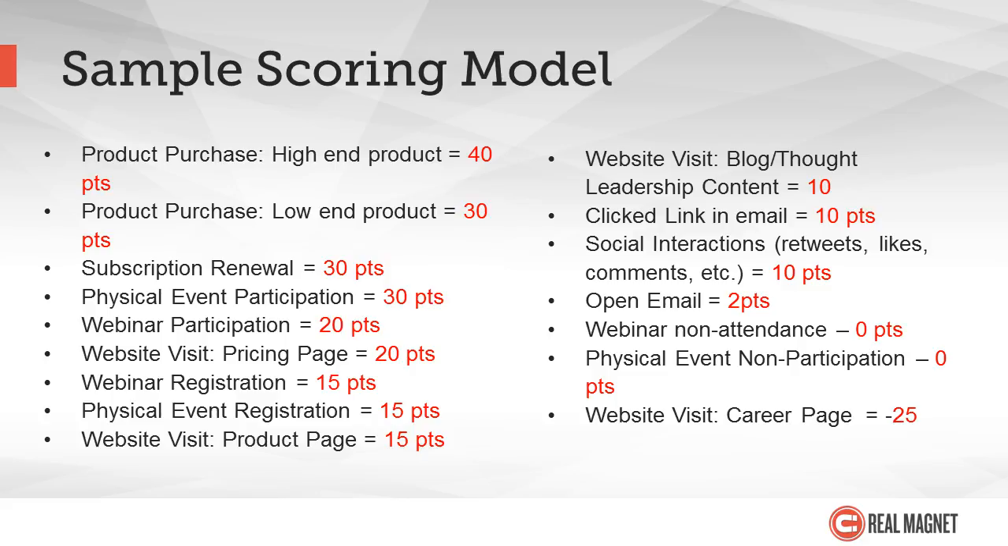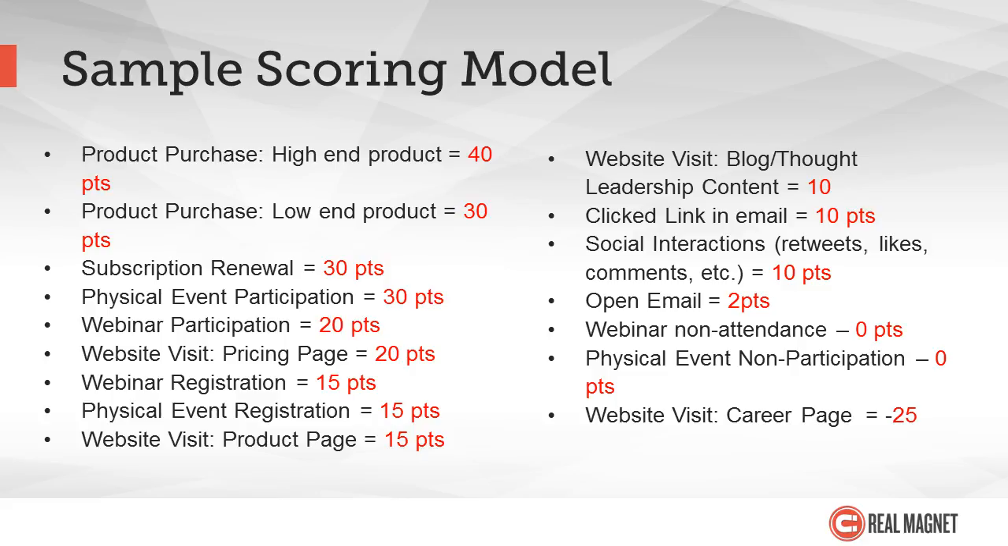So the first thing that we show, we actually have this model, and we give this out and work with our publishing customers to get that lead scoring process started. We start with a high-end product purchase, we assign 40 points. For a low-end product purchase, we assign 30. Right off the bat, you're going to run into some serious nuance, because nobody has just two products, a high-end product and a low-end product.